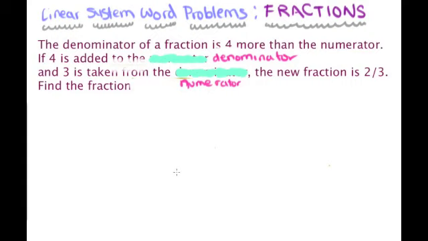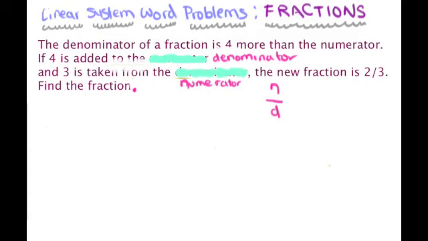Okay, this is the video on linear system word problems about fractions. So the word problems are going to be about a fraction. Let's get started. It says the denominator of a fraction is 4 more than the numerator. If 4 is added to the denominator and 3 is taken from the numerator, the new fraction is 2/3. Find the fraction. Okay, so it's asking us to find the numerator and the denominator of a fraction.